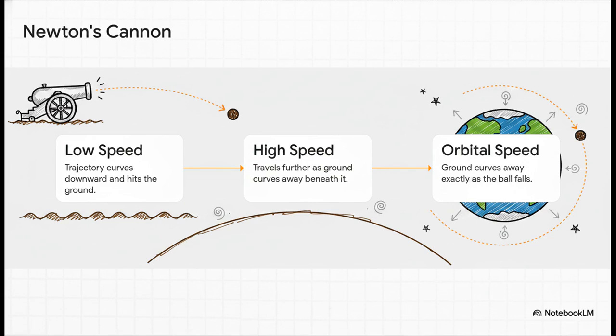If you fire that ball at a low speed, gravity just pulls it down in a curve and it thuds into the dirt. Fired at a higher speed, it travels much further, and because the Earth is a sphere, the ground literally starts curving away beneath it. But here is the magic trick. If you fire that cannonball with the precise, exact horizontal velocity, the ground curves away beneath the ball at the exact same rate that gravity pulls the ball down. So the ball is in continuous freefall, but it never actually hits the ground. That is exactly what an orbit is, guys. It's just falling forever and constantly missing the Earth.